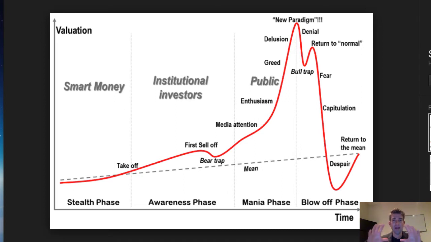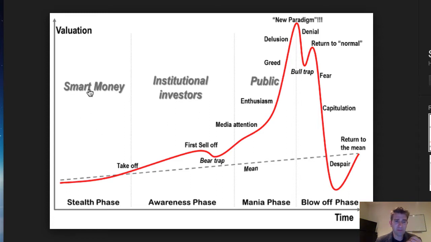Now this is purely an objective view. I'm not making predictions in terms of whether things are in a bubble or not. I'm just looking at facts, and let's see if we can see some similarities. So this is generally considered the kind of bubble graph that you get.